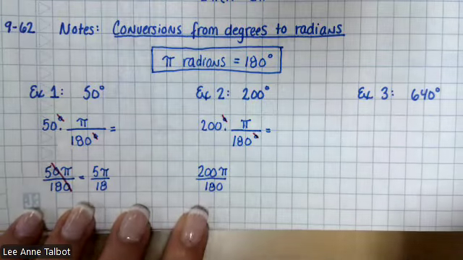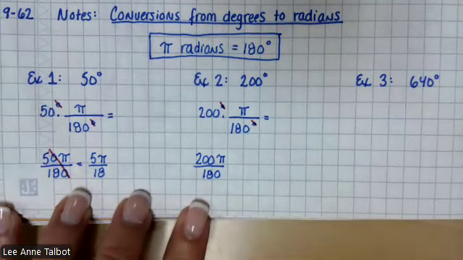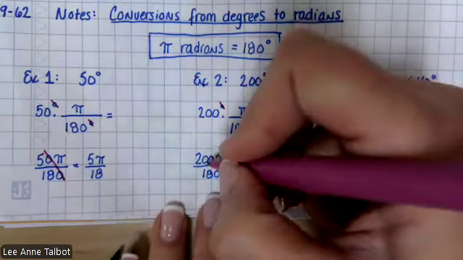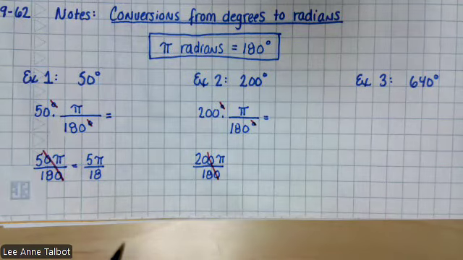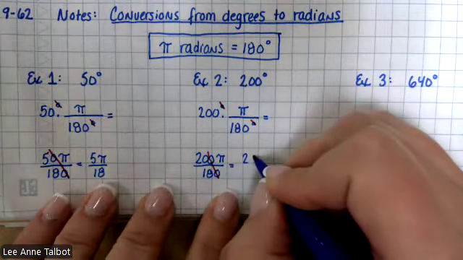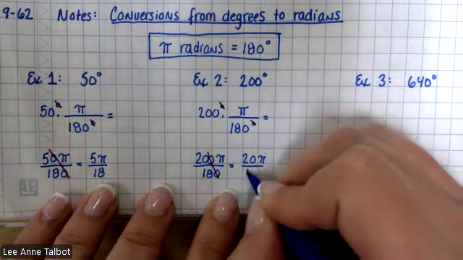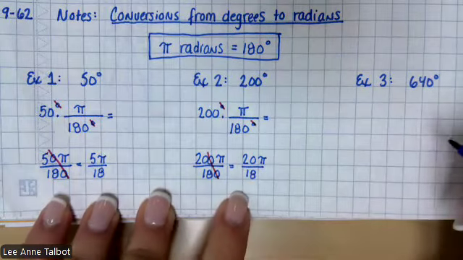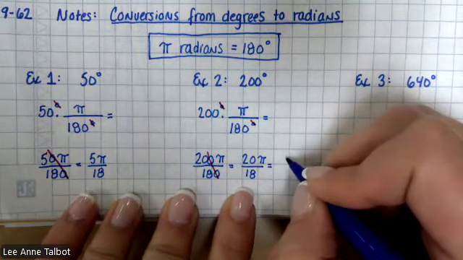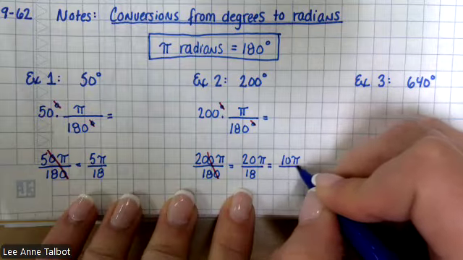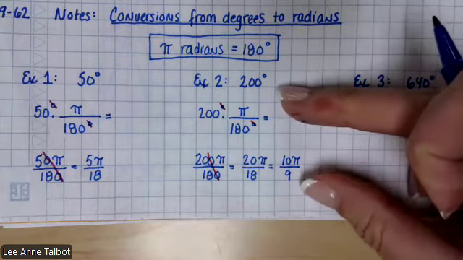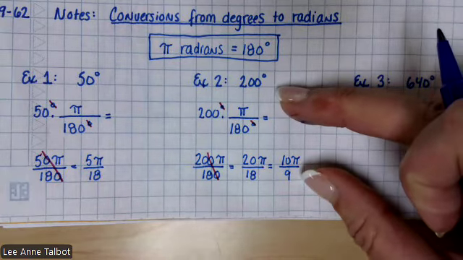over 180. I'm going to reduce this in 2 steps because my really mean math teacher won't let me use a calculator. First thing I'm going to do is reduce by a power of 10 by canceling out the zeros. And then I say to myself, oh, those are both even numbers. So I'm going to divide them both by 2. And got 10 pi over 9. So 200 degrees is in the same spot as 10 pi over 9 on the circle.